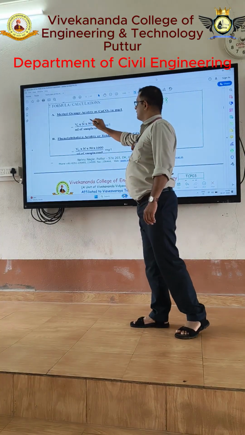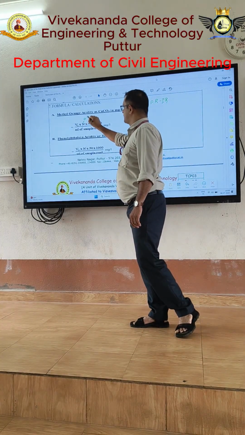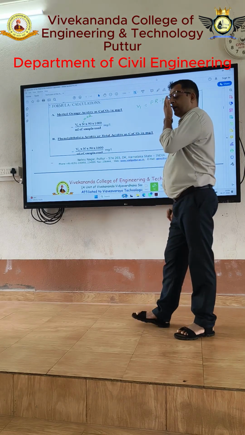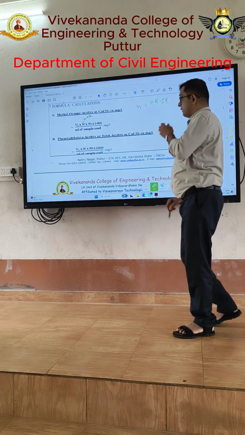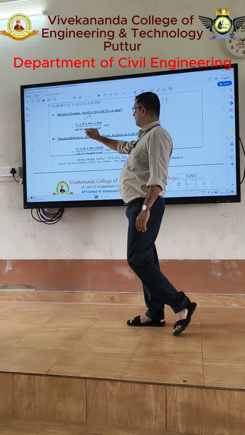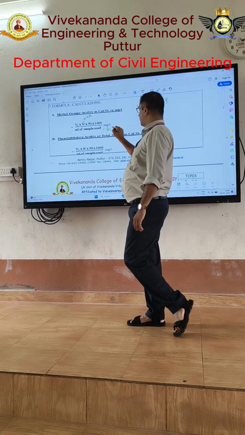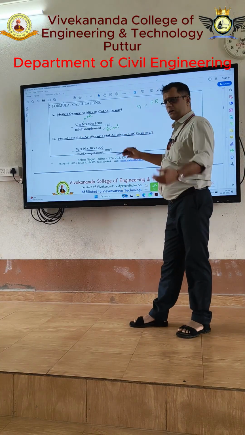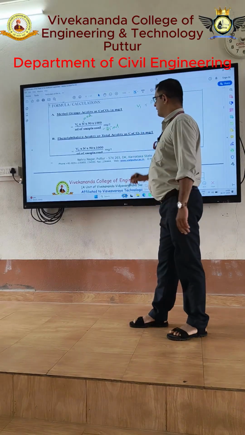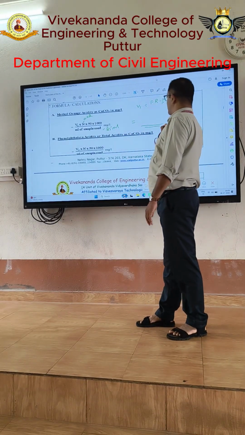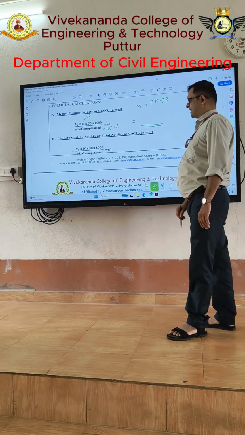N is the normality, that is 0.02 normal solution I have taken. 50 is the equivalent weight. Then 1000, and the ml of the sample, I have taken 25 ml of sample. I can take more also or I can take less also. Right. So note down the value of methyl orange acidity.